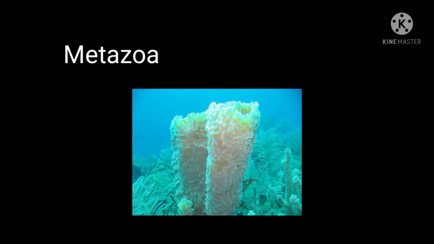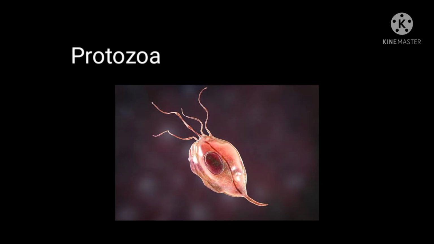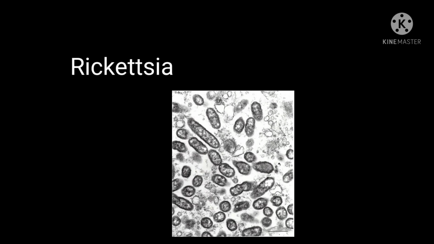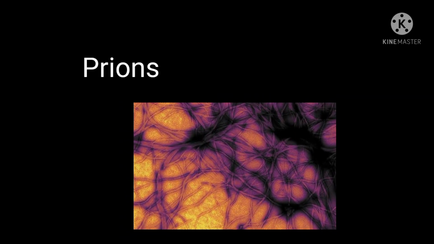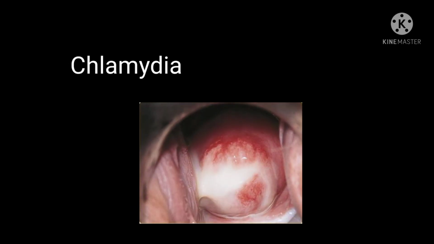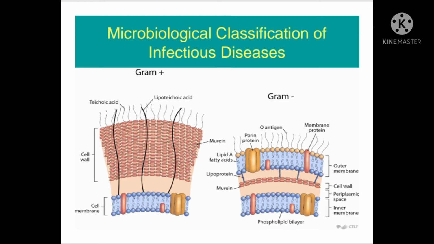Another is metazoa. These are multicellular animals with a complicated life cycle often involving several hosts. The protozoa, it is a single-cell organism with a well-defined nucleus. Then the rickettsia, it's a very small bacteria spread by ticks. Then the prions, it is a unique protein lacking genetic molecules. Lastly is the chlamydia. It is a bacteria lacking cell walls. Now let's go to the microbiological classification of infectious diseases.